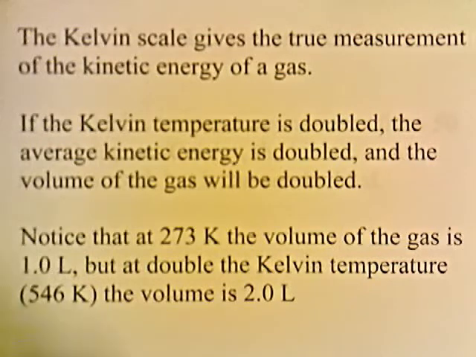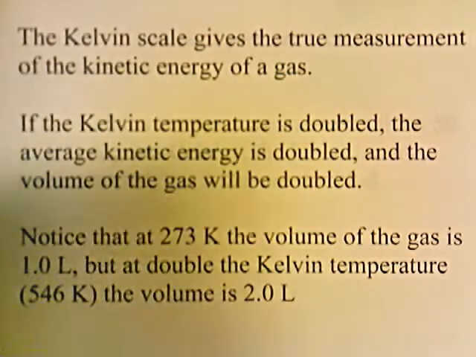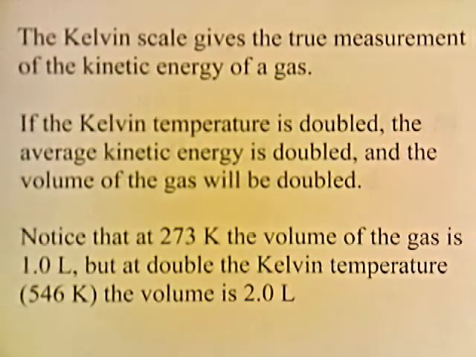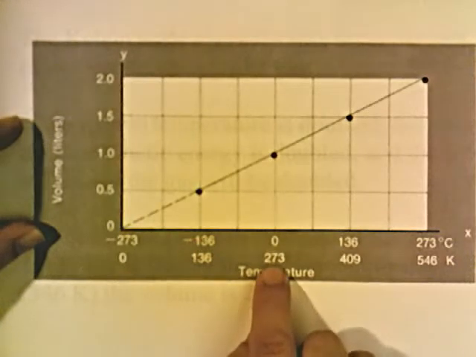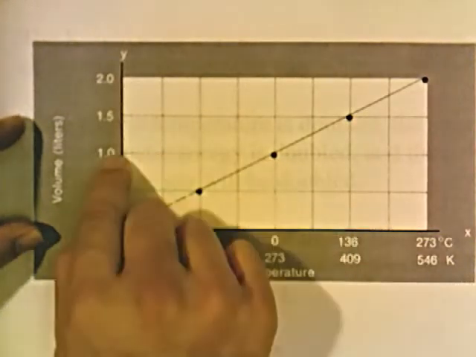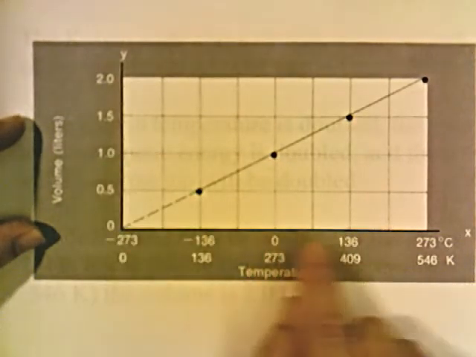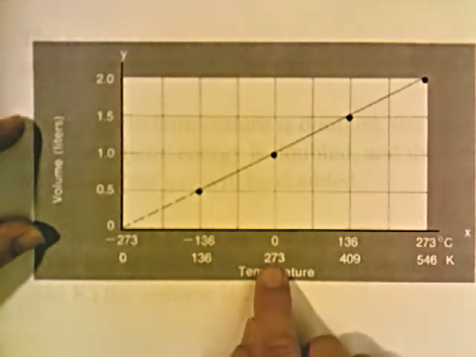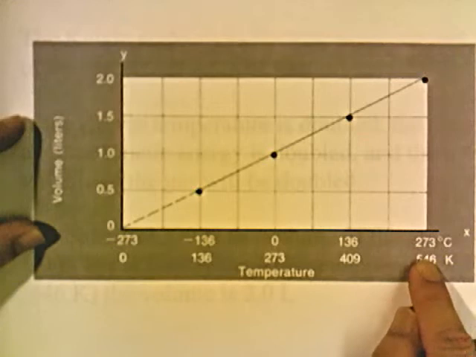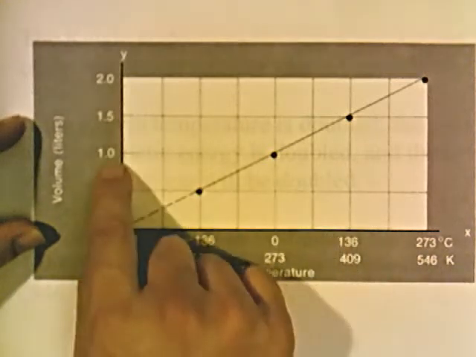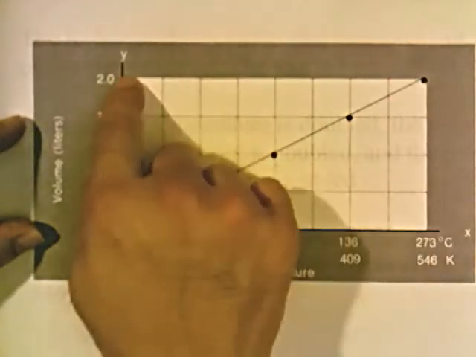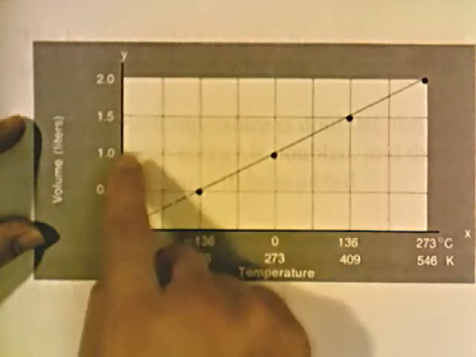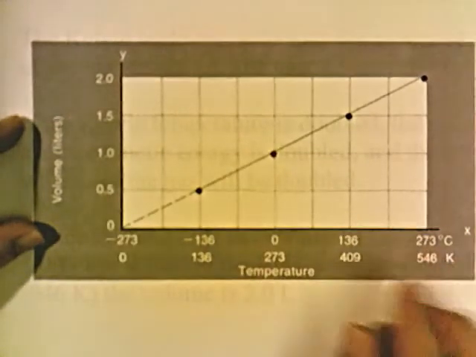And notice that at 273 Kelvin, the volume of the gas is 1 liter, but at double the Kelvin temperature, 546 Kelvin, the volume is 2. So, at 273 Kelvin, the volume is 1, and then if we double the Kelvin temperature, 273 times 2 is 546. The volume changes from 1 all the way up to 2. So the volume doubles when the Kelvin temperature doubles.